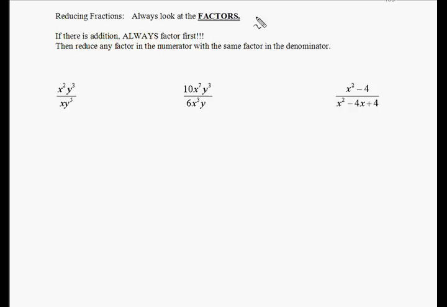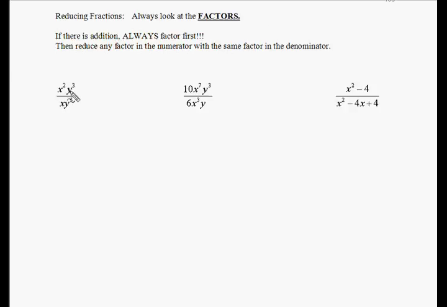Reducing fractions, we always need to look for factors. If there's addition, always factor first. Make sure you use parentheses. When reducing, any factor in a numerator with the same factor in the denominator is how we'll actually get the most simplified form of the fraction.